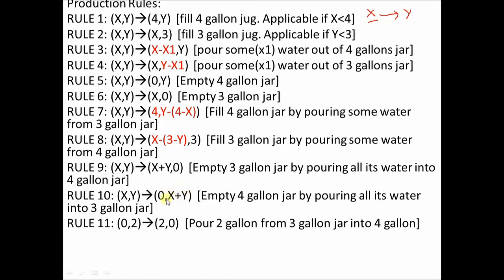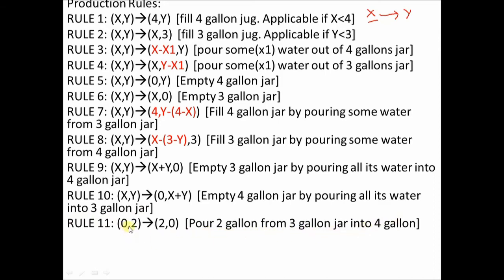Here also what I am saying is, for this action to execute, that much space should be available in the 3 gallon jar, and the 3 gallon jar should not be full already. Only then this rule will be applicable. Rule number 11 says, pour 2 gallons of water from the 3 gallon jar to the 4 gallon jar.